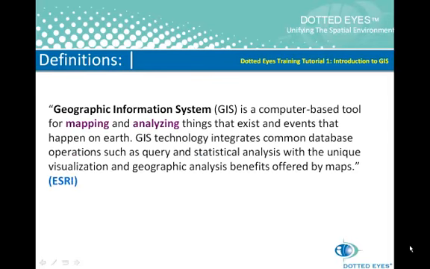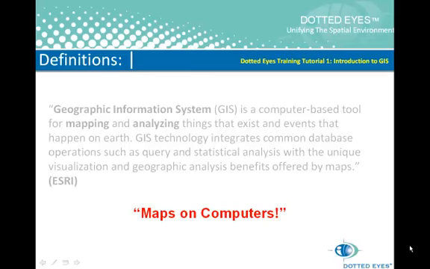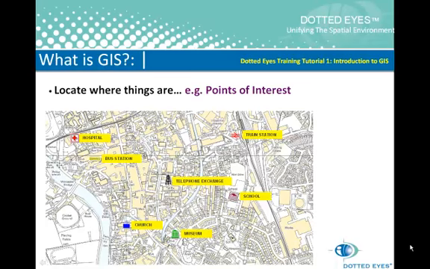Esri defined GIS, a Geographical Information System, as a computer-based tool for mapping and analysing things that exist and events that happen on the Earth. I like to think of a GIS as maps on computers. It's probably easier to understand what GIS is if we talk about real-world examples of GIS.